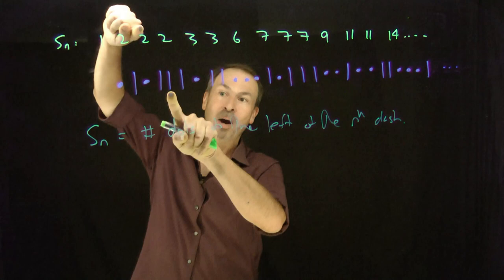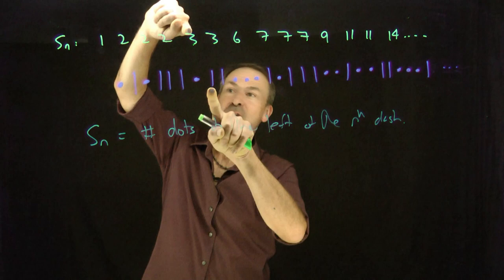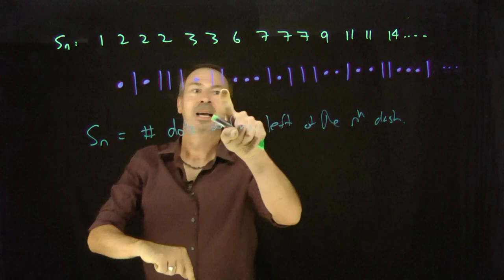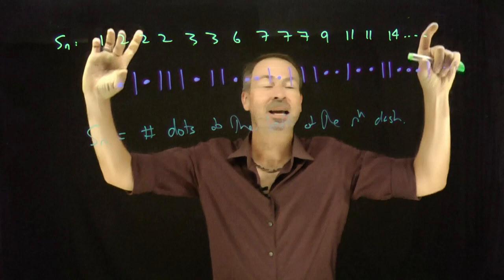Made it happen. But I want the next dash, the fifth dash, to have 3 dots to its left. I made it happen. The sixth dash to have 3 dots to its left. The seventh dash to have 6 dots to its left, and so on and so on. So now you can see how to build up a picture to represent a given sequence. Great. All right. So we can visualize the sequence.